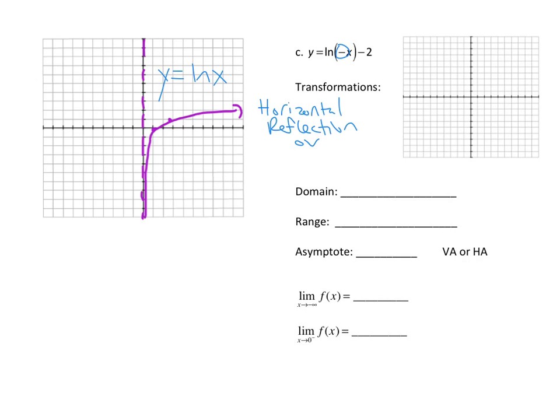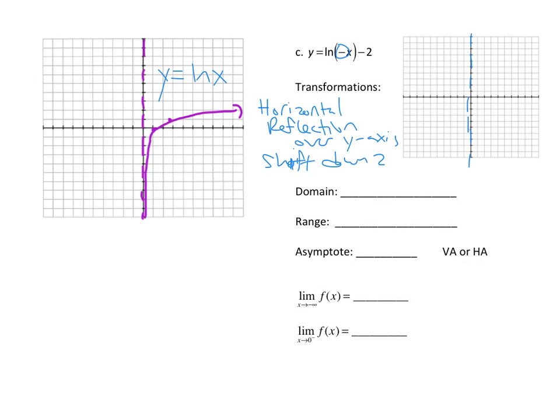Which goes over the y-axis. And it's shifting down 2, because the minus 2 is on the outside. Okay, so since this has a vertical asymptote, shifting it down 2 is not going to move the asymptote. So it's going to stay on the y-axis. So I draw my dotted line on the y-axis.